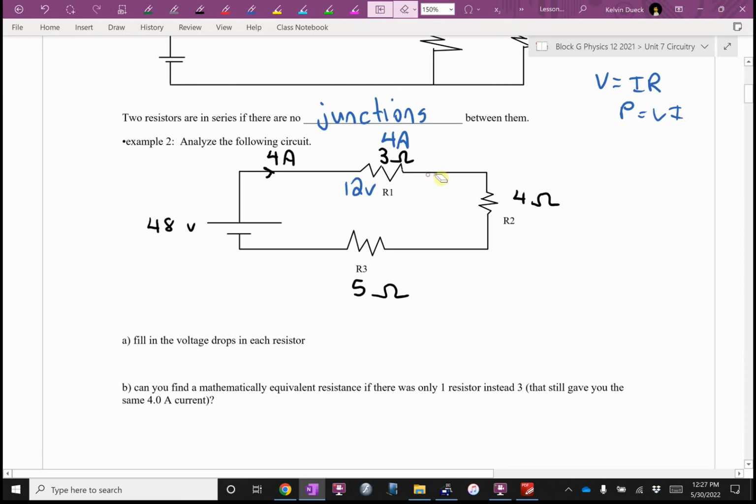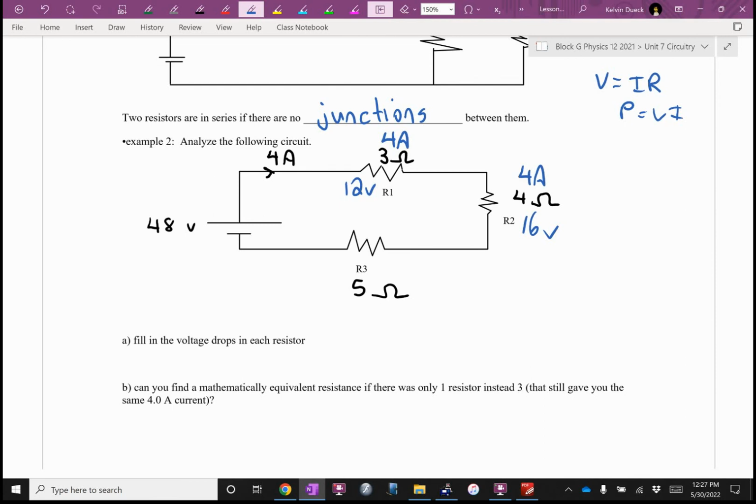How many amps right here? How many amps right here? How many amps going through the 4 ohm resistor? How many volts do I lose going through the 4 ohm resistor? Good. How many volts did I start with? How many do I lose in this top one? How many do I lose here? How many volts are left? Is it 20? I think it's 20. Okay.